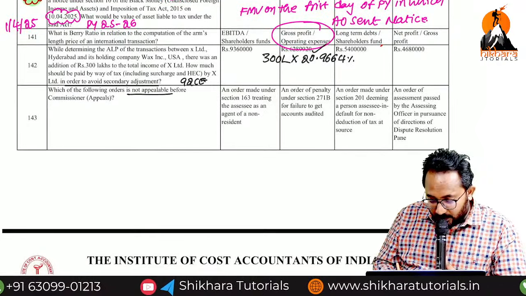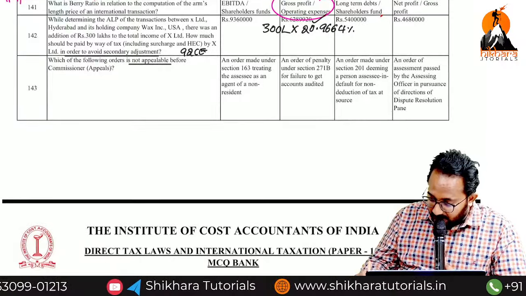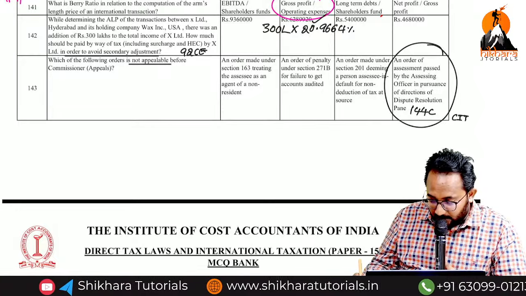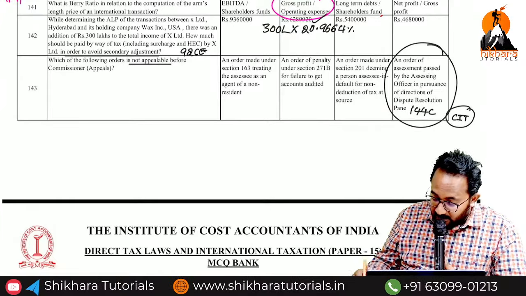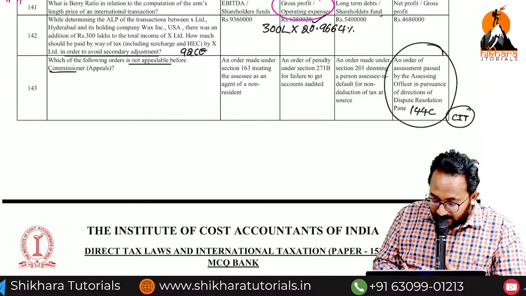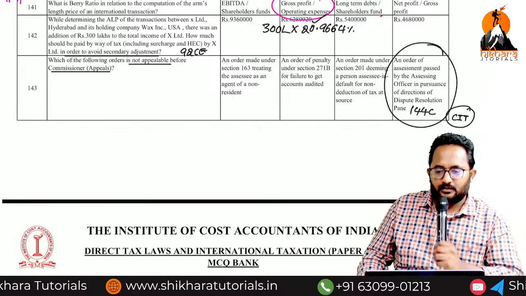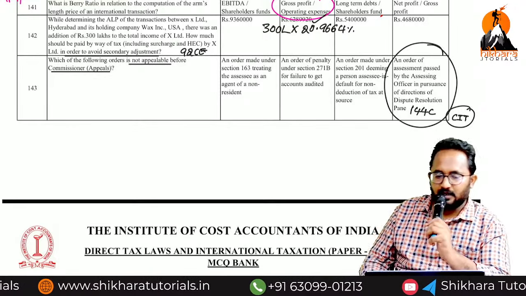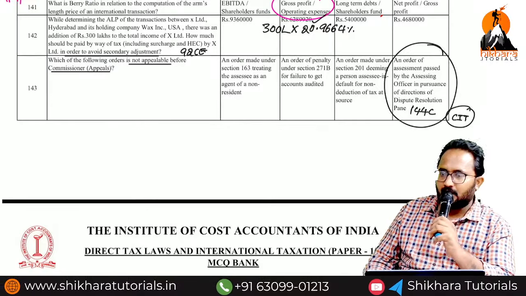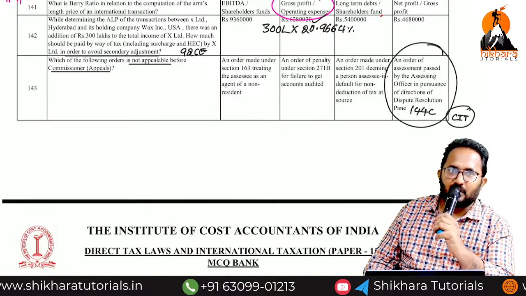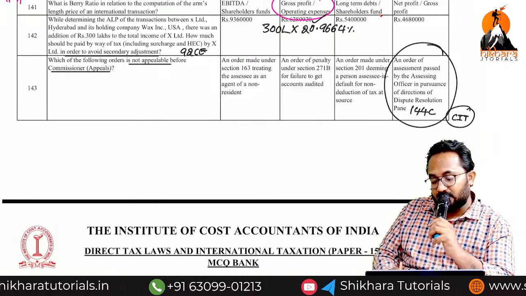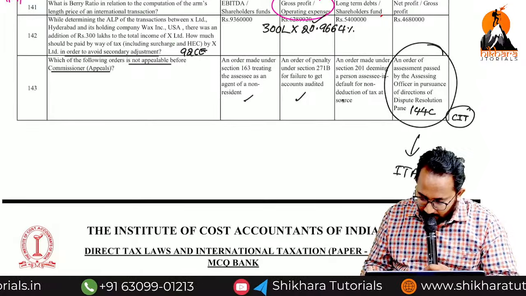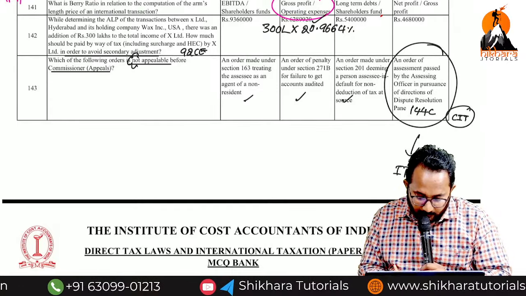89,920. Which one of the following orders is not appealable before CIT? The last one, ma: dispute resolution panel under section 144C. In this dispute resolution panel, three Commissioners of Income Tax will be there. If they give the order, how can you appeal again to the same authority? If three Commissioners give the direction to the AO and the assessee is not satisfied with it, you can't go to the CIT again. You need to go to the ITAT. So these are all appealable, but the last one is not appealable before CIT.